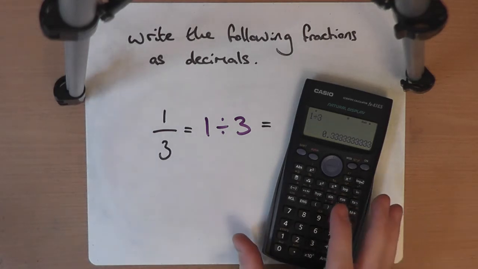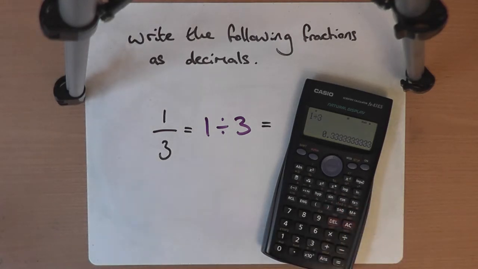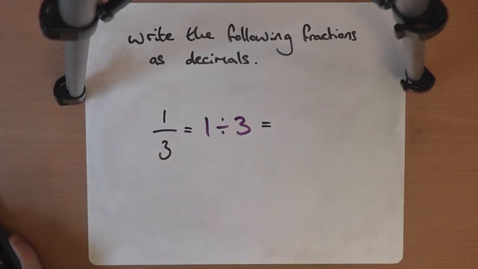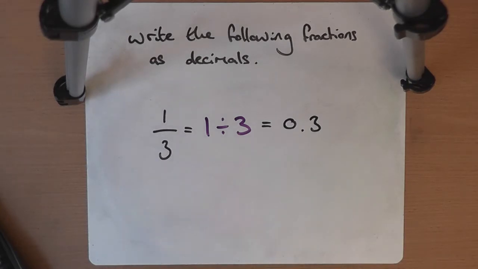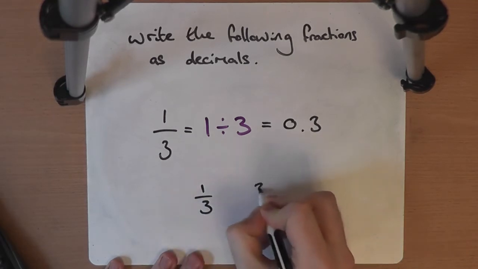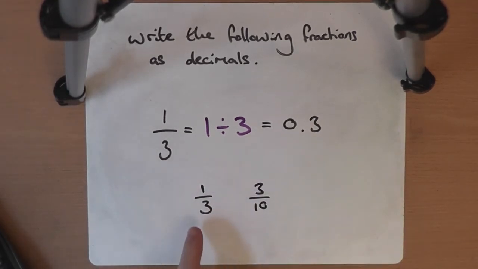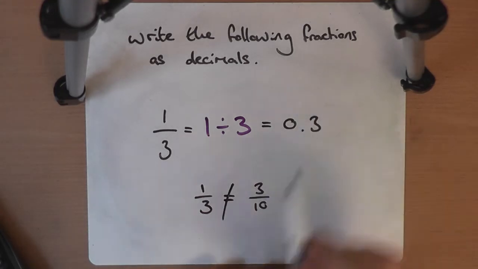In terms of writing that down, I need to be very careful what I write. I cannot just write 0.3. Why can't I write 0.3? Well, because we've just seen that 0.3 is the decimal conversion for 3/10. The only way I could write that 1/3 is 0.3 is if 1/3 and 3/10 are the same. And if we consider those two, there is no way to get easily from 1/3 to 3/10, so they are not equivalent fractions. They are not equal to each other, so we can't say that it is 0.3.